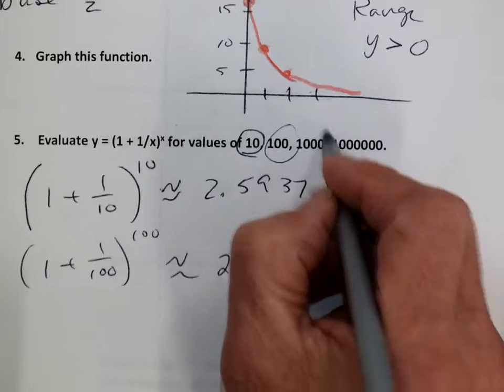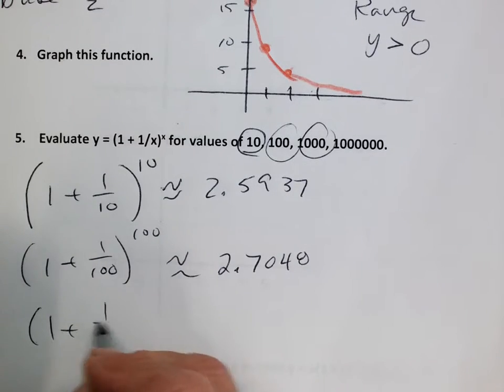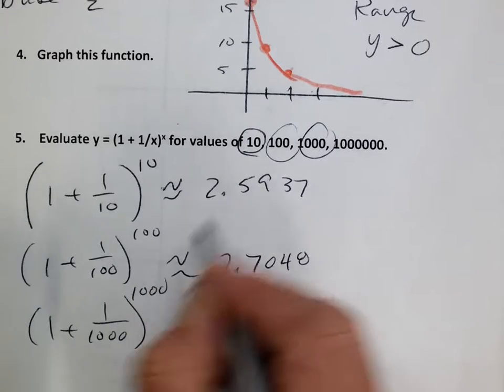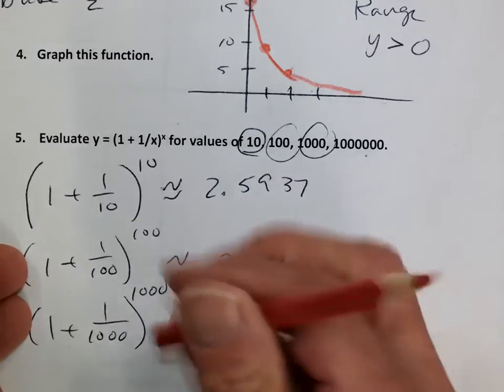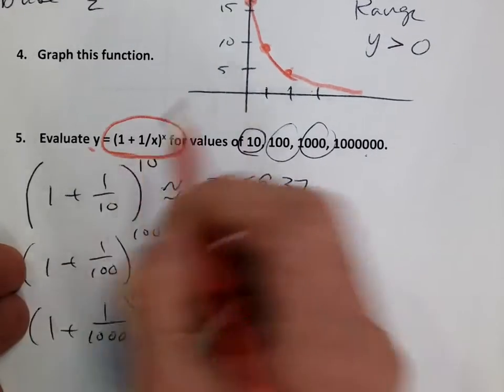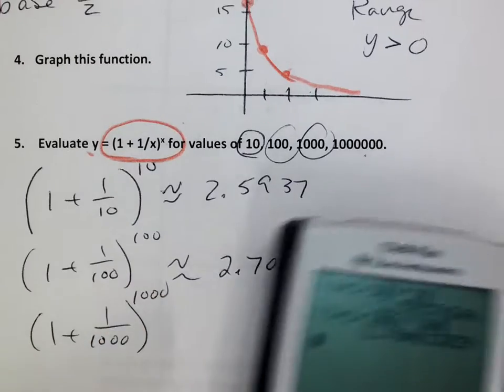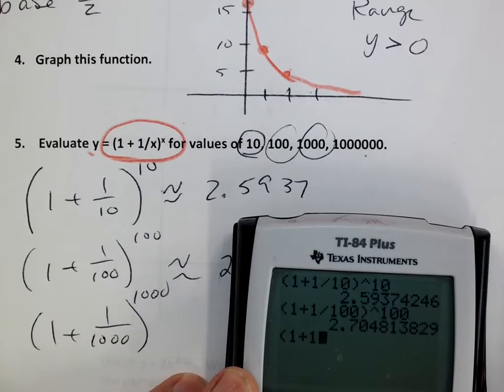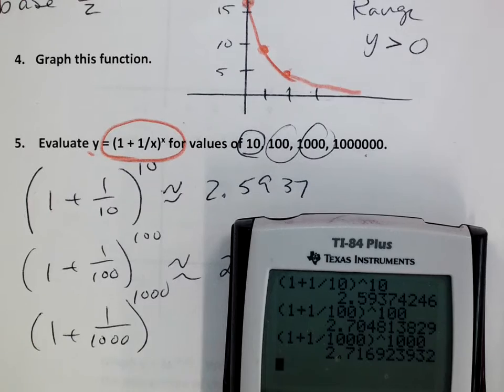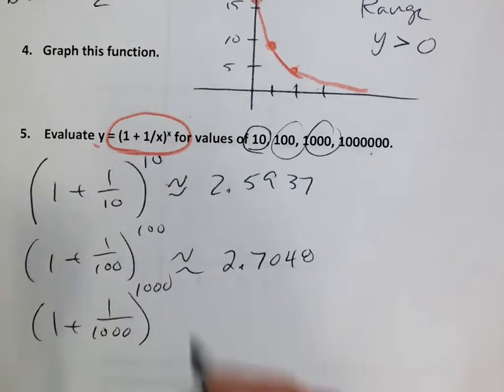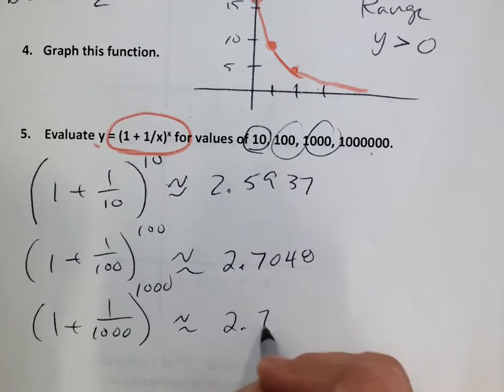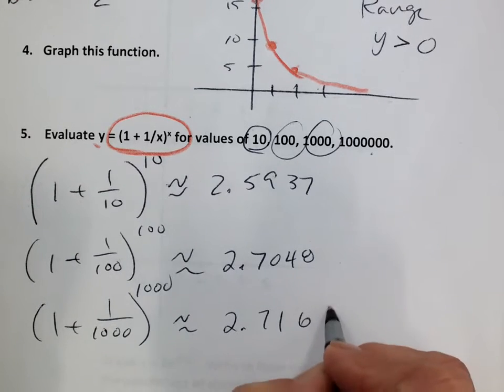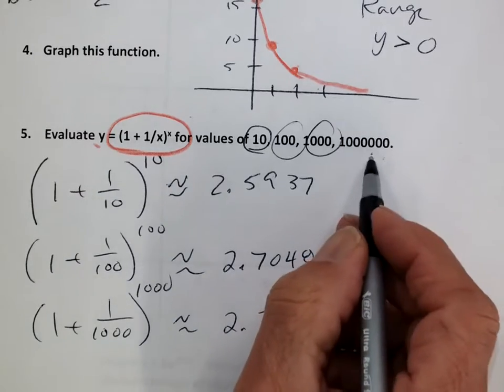Okay, so how about 1,000? 1 plus 1 over 1,000 to the 1,000 power. So I'm just taking these numbers and plugging them in for x into this function right here. Parentheses 1 plus 1 divided by 1,000 to the power of 1,000, and I get an answer of about 2.7169, approximately 2.71692, blah blah blah.